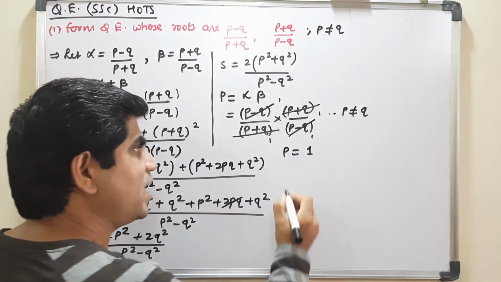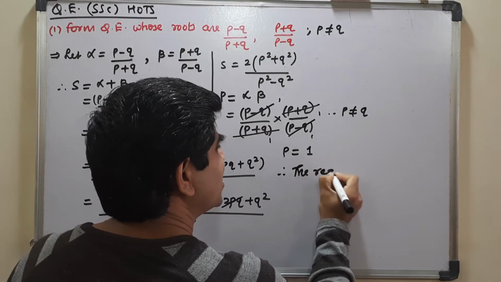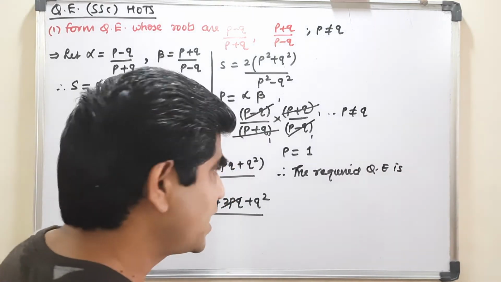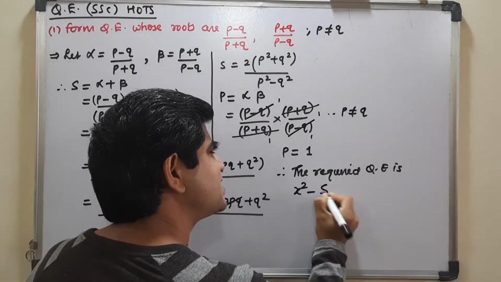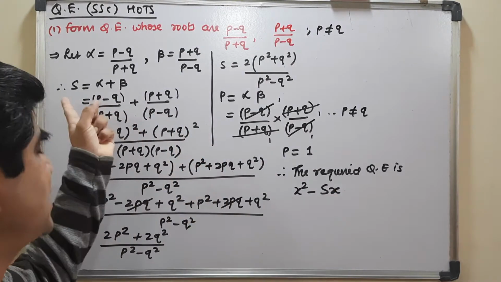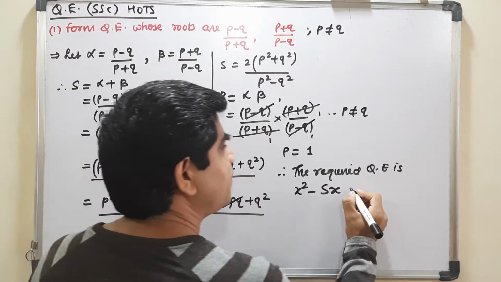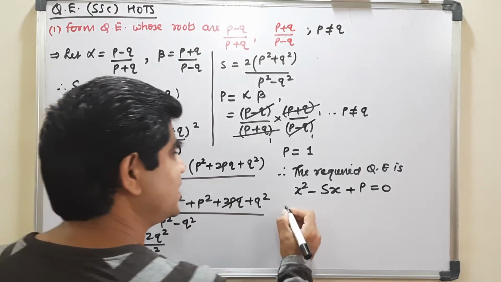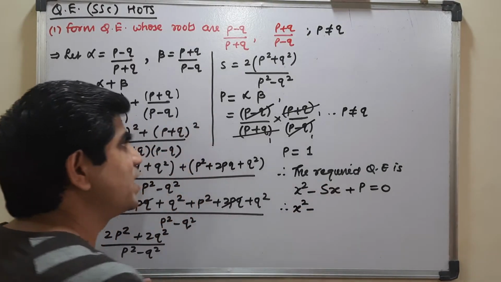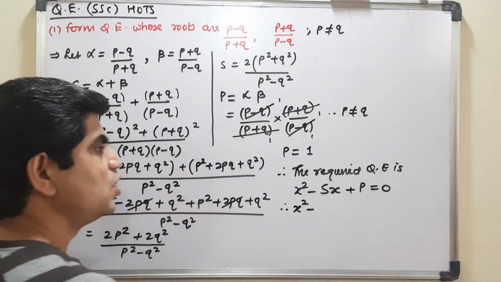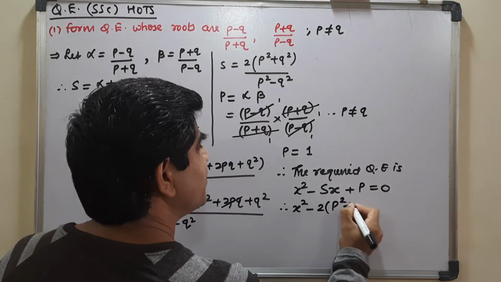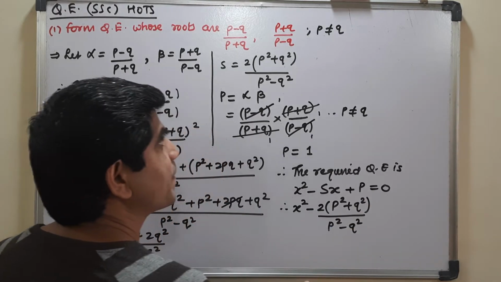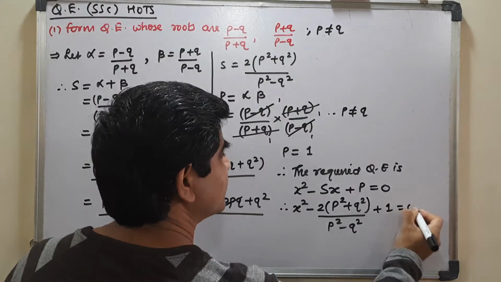So therefore the required quadratic equation is x square minus the sum of roots. I have taken the sum of roots as s, so sx, plus the product of roots, that is p, is equal to 0. So when I replace it, I get x square minus s, where s is 2 into bracket p square plus q square upon p square minus q square, plus p, that is 1.